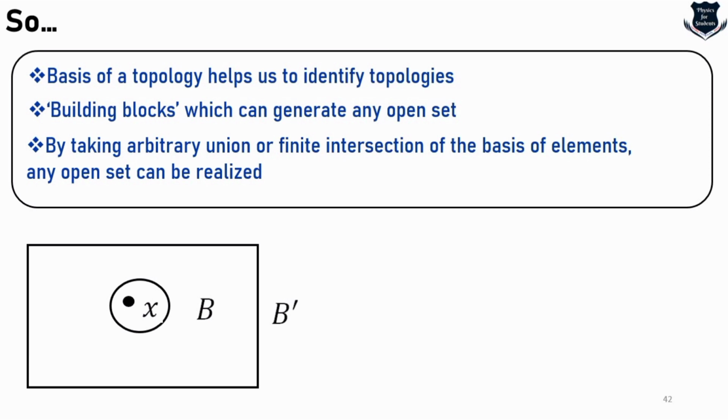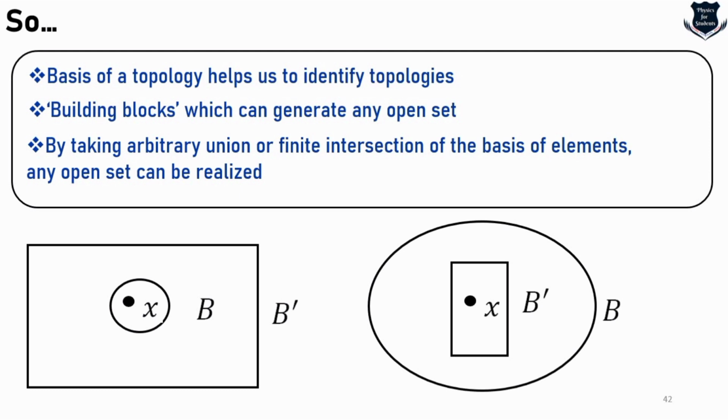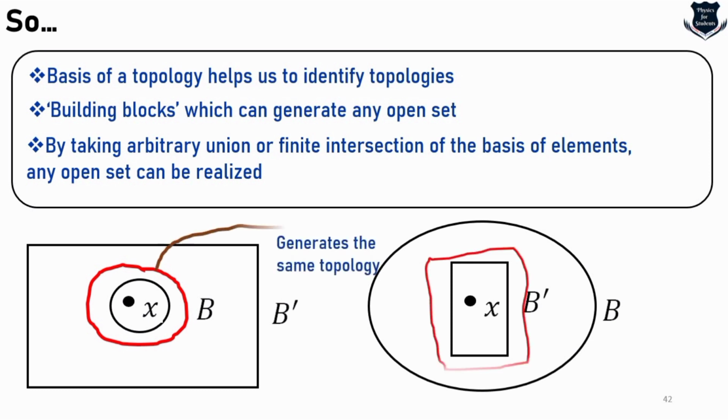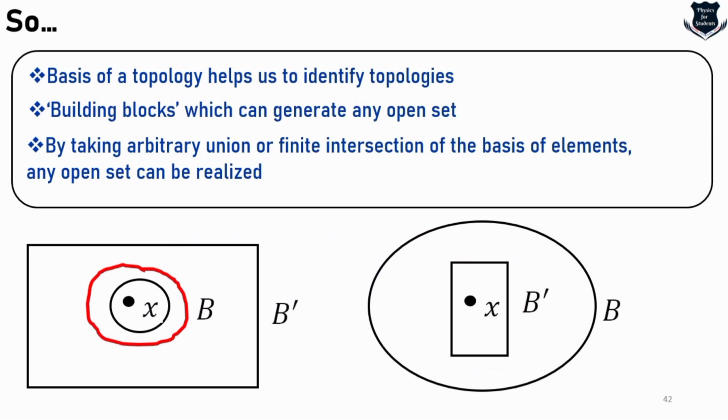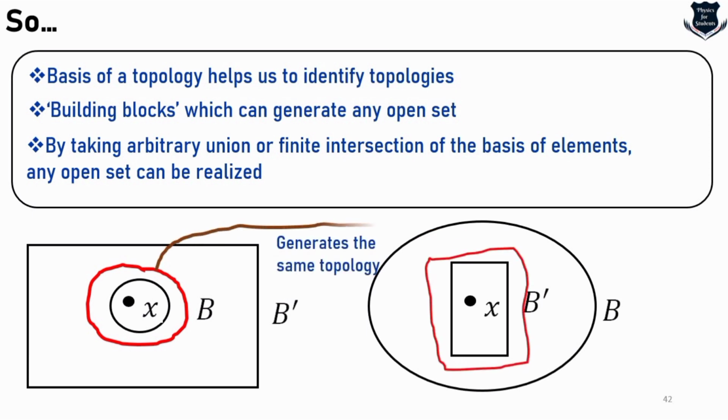This one is a collection, for example B, of all circular regions in the plane. And we have got another figure, which is in the form of rectangles. Now I would say the collection B of circular regions in the plane generates the same topology as B prime. Here goes the arrow. If you want to see it again, this one, the round regions, generates the same topology as B prime, the collection of all rectangular regions.